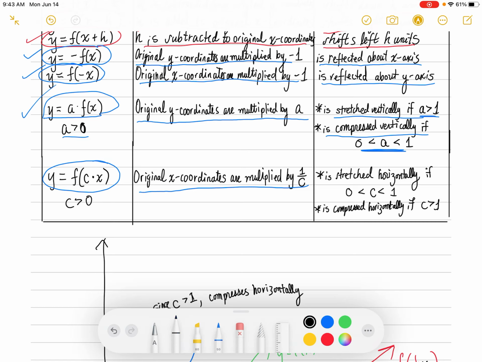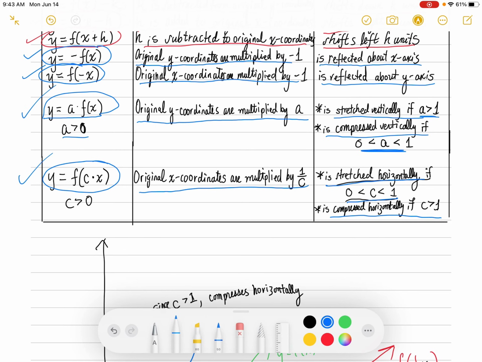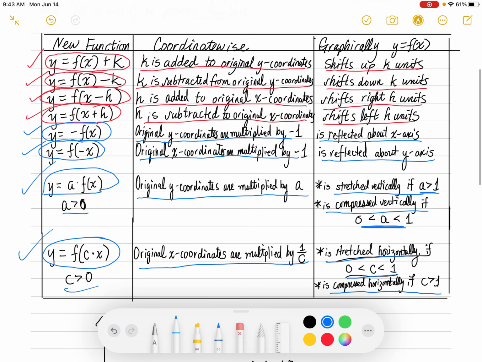So we said when you have a C multiplied inside of the house, you multiply by the reciprocal, 1/C. It stretches horizontally if C is between 0 and 1. It compresses horizontally if C is bigger than 1. Okay, so you want to know this table. You want to know 1, 2, 3, 4, 5, 6, 7, 8 different transformations.